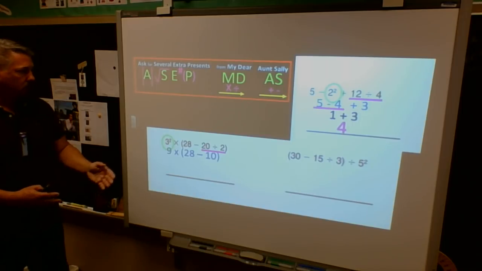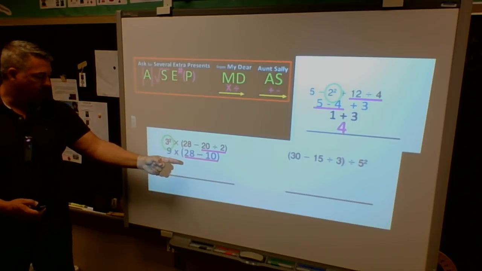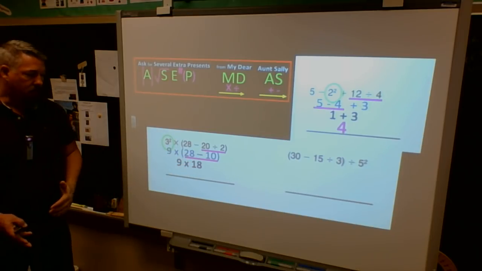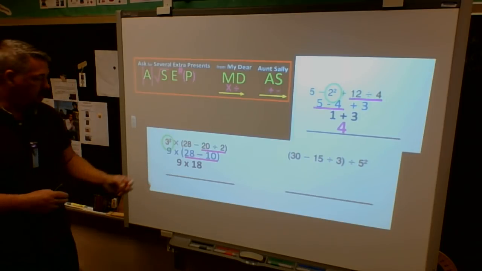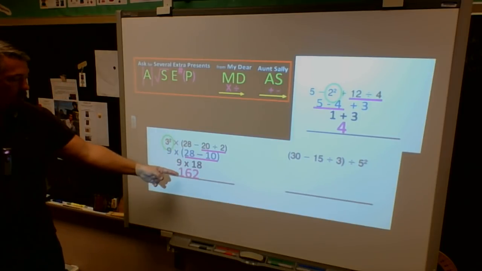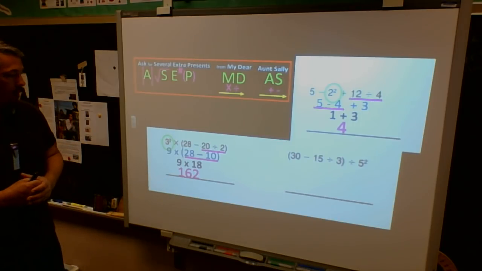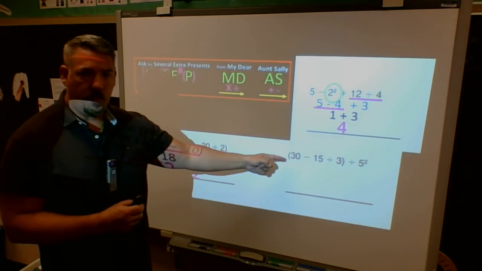Now what do I do? Well, now I have to do my parentheses. I'm going to have 28 minus 10, so I'm going to have 9 times 18. Then I'm going to just type it into my calculator and get my answer. So 2 points for showing my work, and 162 should be my final answer for my third point on this question.